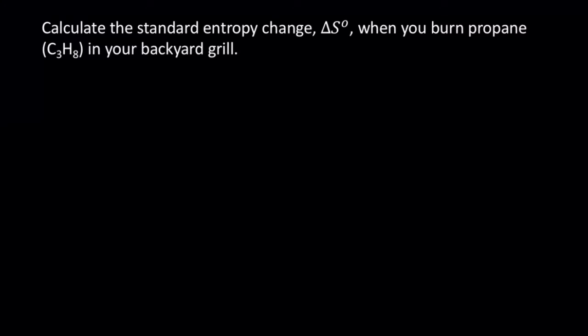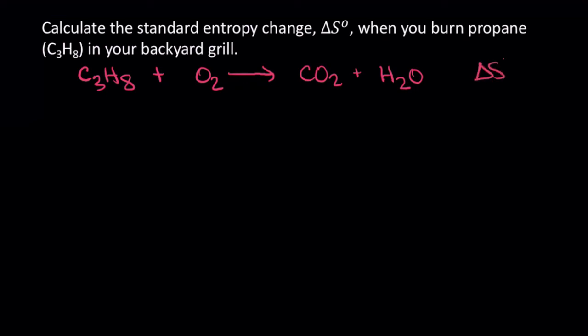Let's do an example. Let's calculate the standard entropy change when you burn propane in your backyard grill. Well, first step is that we have to write the reaction. So propane is C3H8, and anytime we burn something, we combine it with oxygen. That's a combustion reaction, and it usually forms CO2 and water, and we're trying to find the standard entropy change of the reaction. So first we have to balance the equation. Let's start with our carbons.